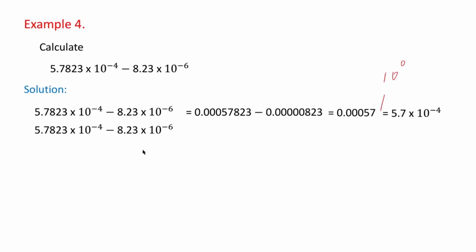Now, if I want to make this negative 4, I have to multiply this by 10 to the power 2. So you move this to the left 2 positions, you add 2 to this, you get this here. Do the subtraction and you get the same answer.